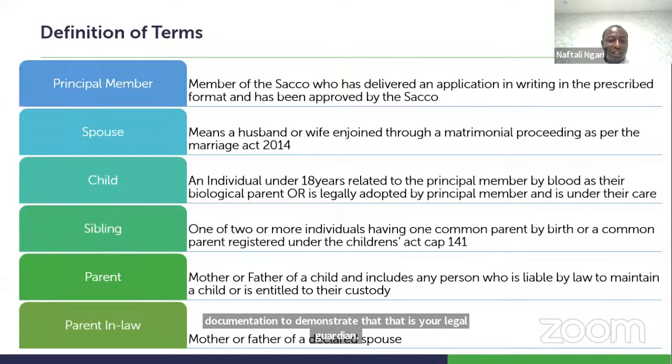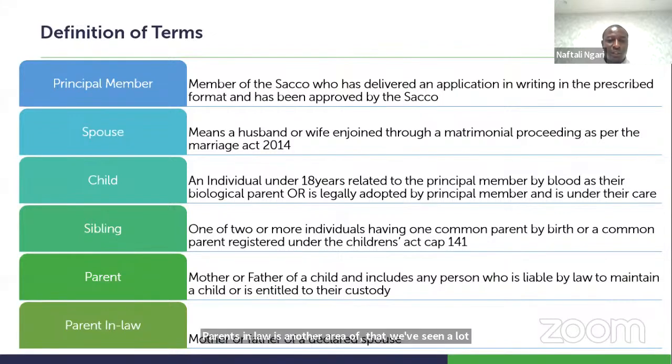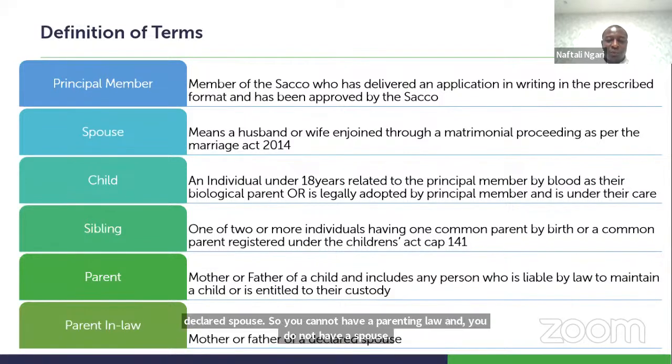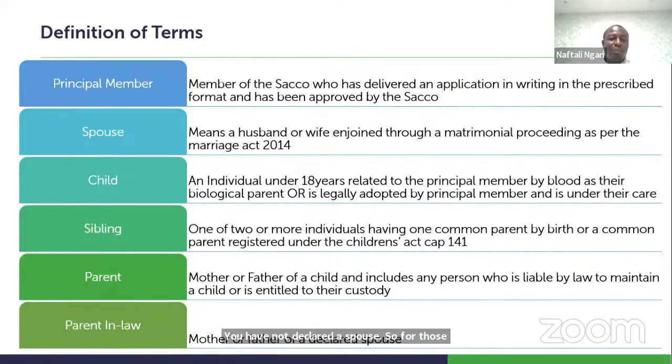Parents-in-law is another area that we've seen a lot of questions being asked. Parent-in-law is basically the mother or father of your declared spouse. So you cannot have a parent-in-law if you do not have a spouse, if you have not declared a spouse. So in case somebody has a spouse who has already passed on, or their spouse is not on the cover, you need to provide some proof that that person is actually your parent-in-law.